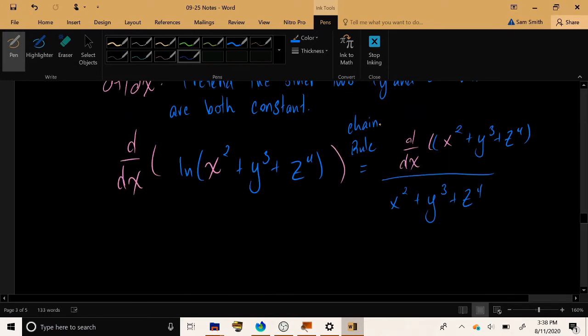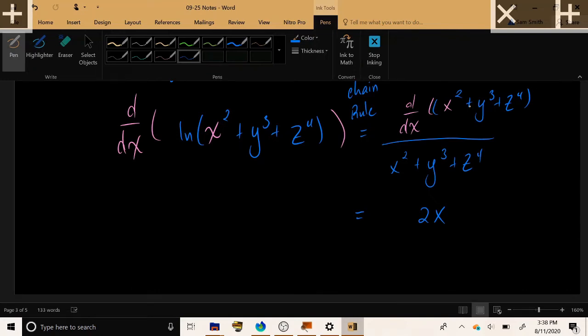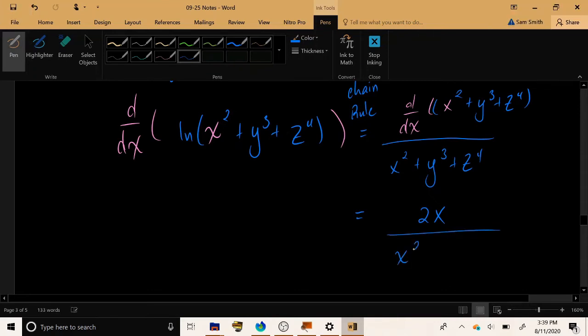Now the derivative of the inner function with respect to x can be taken one term at a time. The derivative of x squared by the power rule is going to be 2x. Now what's the derivative of y cubed? Well, in this calculation, y is a number. Y cubed is a number. And because of that, the derivative of that constant is 0. Likewise, the derivative of z to the 4th power is 0, because z to the 4th power is constant in this calculation.